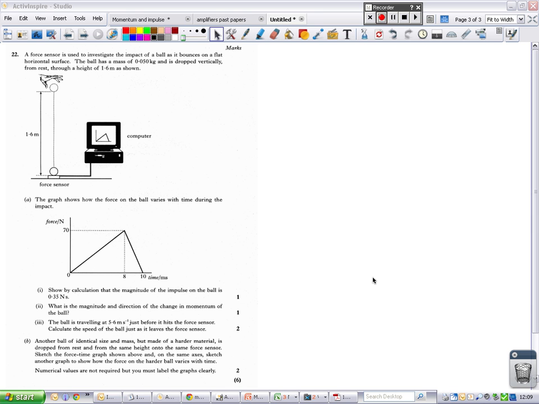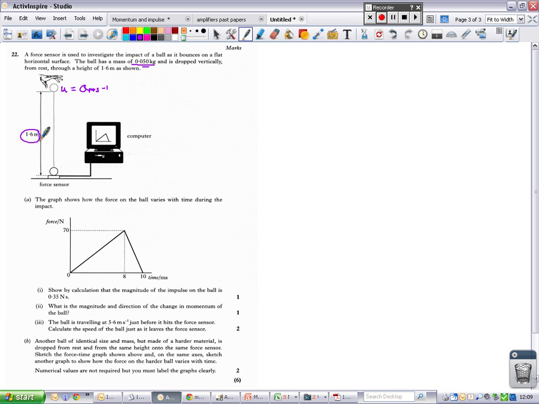So you've got a force sensor down here measuring the impact of the ball as it bounces on that surface. The ball's got a mass of 0.05 kilograms, so that's your first piece of information. It's dropped from rest, so its initial speed is 0, and the height there is 1.6 meters. The graph shows how the force on the ball varies with time during the impact.